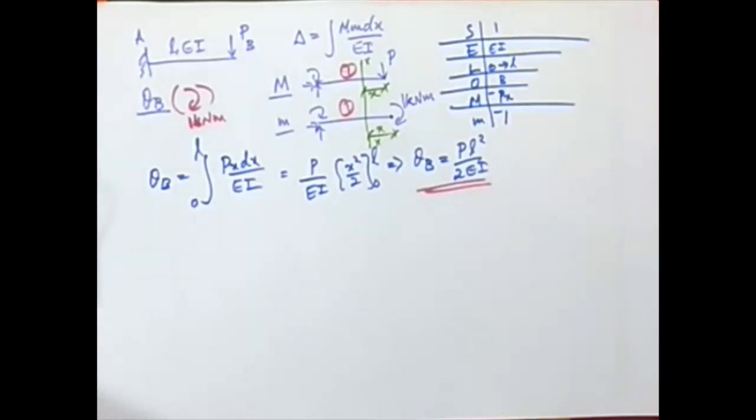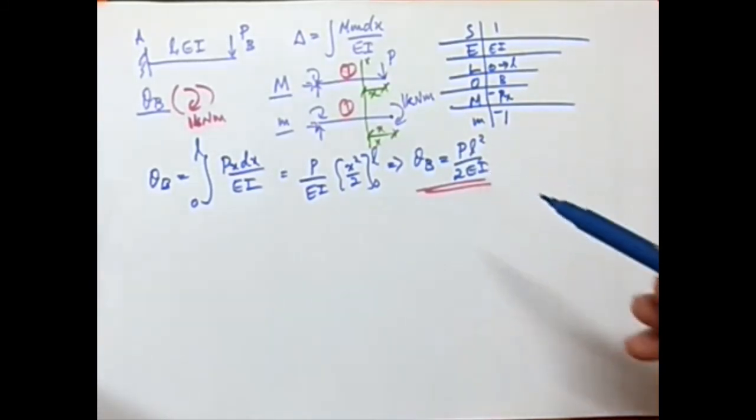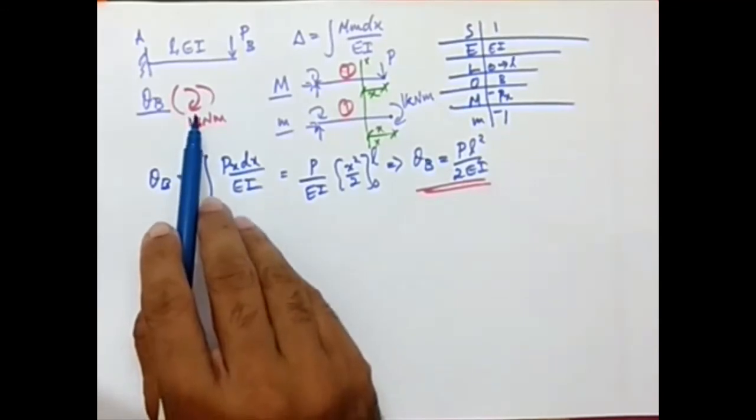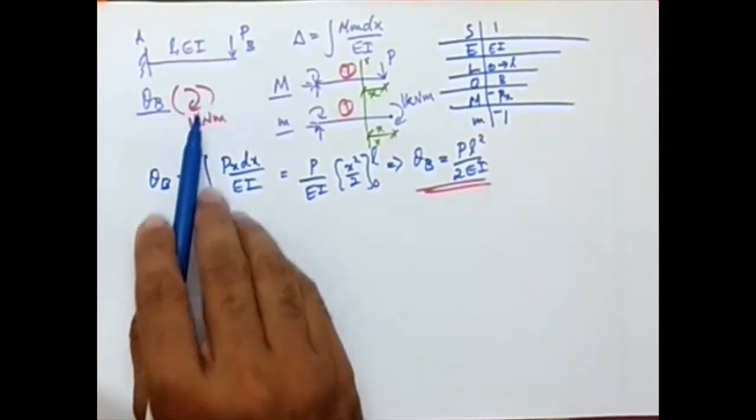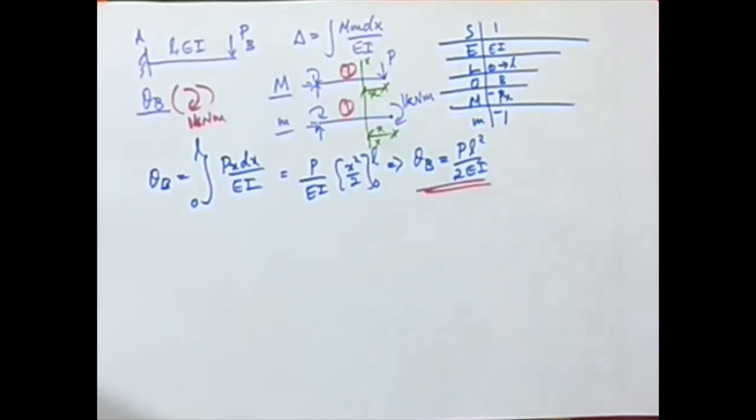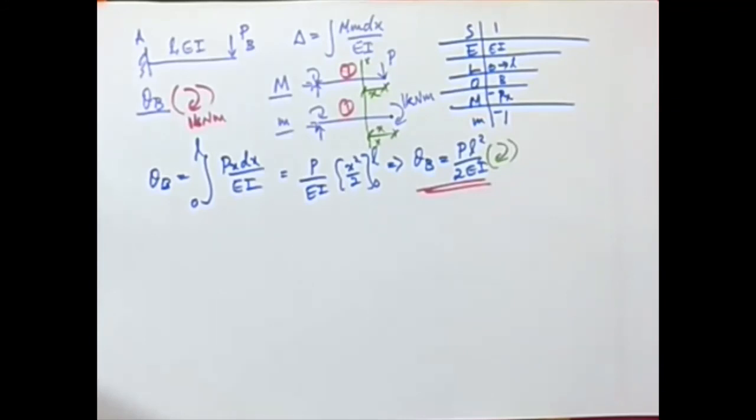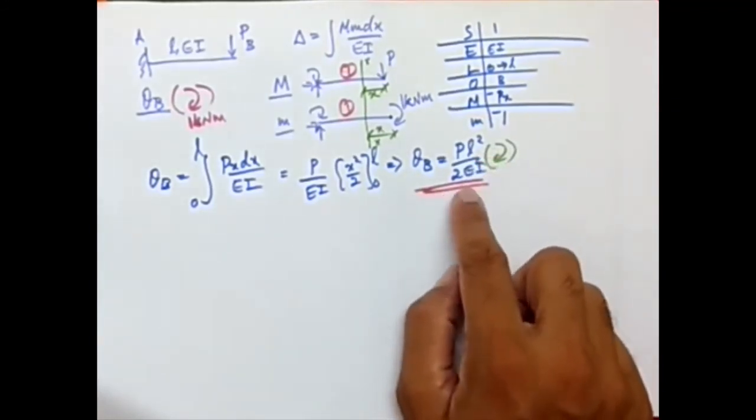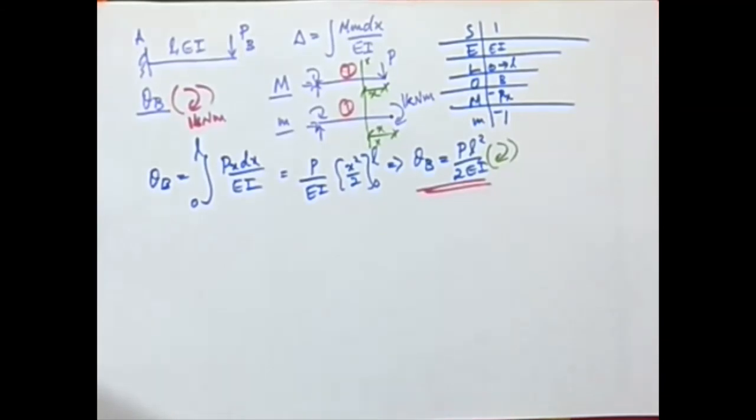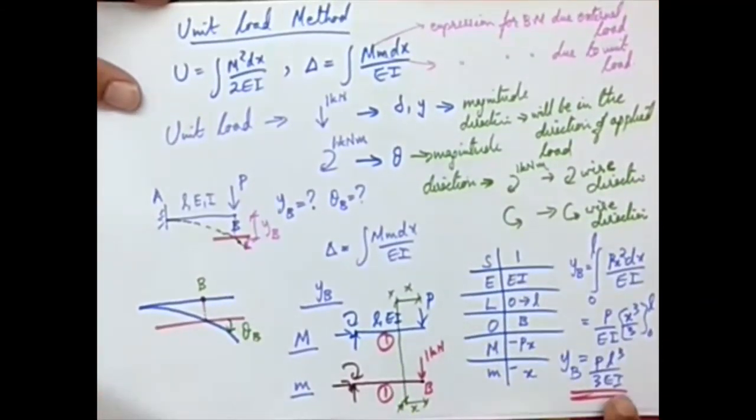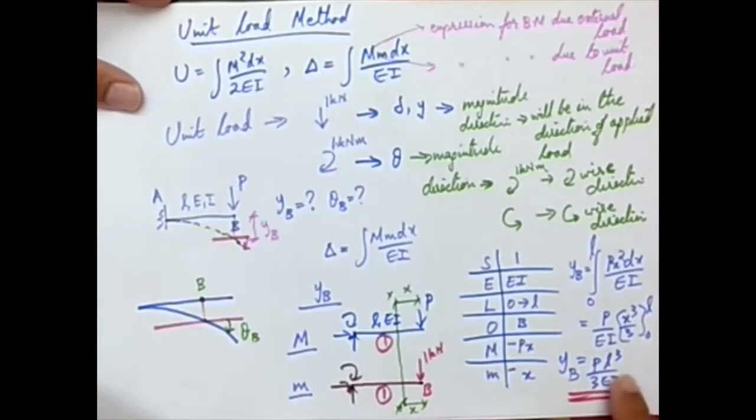And what about the direction? The direction of rotation will be the same as the direction we assumed for the unit load. The unit load we assumed as clockwise, so the rotation we finally get is also in the clockwise direction. So we got the rotation at the free end as PL squared by 2EI clockwise, and in the previous calculation we got the deflection as PL cubed by 3EI. Here we didn't put the direction. What will be the direction here? The direction of the assumed unit load. The unit load was assumed downward, so the deflection we got is downward.